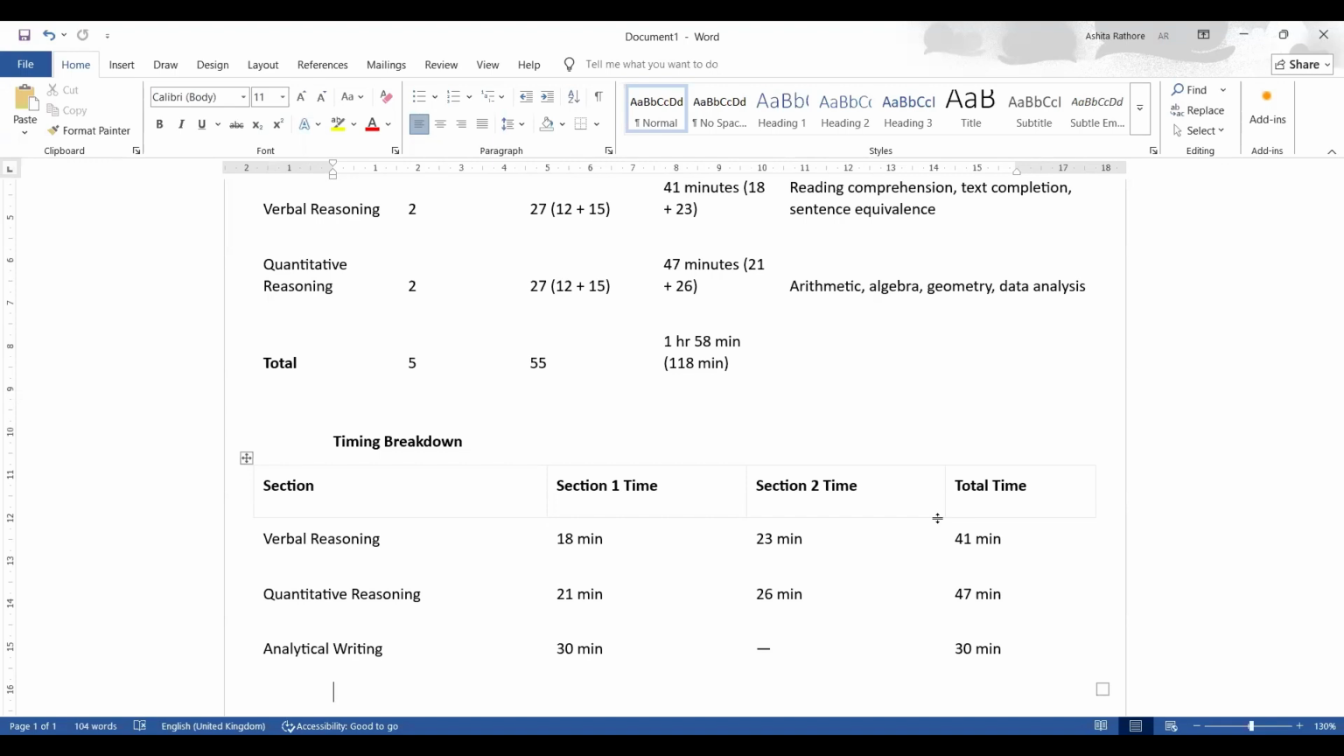Also, in the quantitative section, you get an on-screen calculator. So a calculator is always presented to you. On-screen calculator रहेगा.